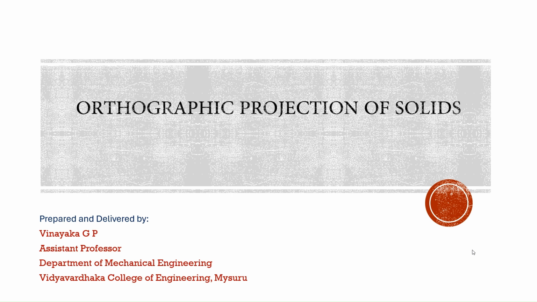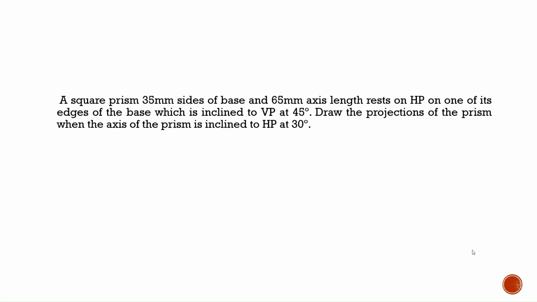In this video, we shall understand the orthographic projection of solids by certain visualization techniques. Coming to the problem statement, a square prism, 35 sides of base and 65 axis length, rests on HP on one of its edges of the base, which is inclined to VP at 45 degrees. Draw the projections of the prism when the axis of the prism is inclined to HP at 30 degrees.